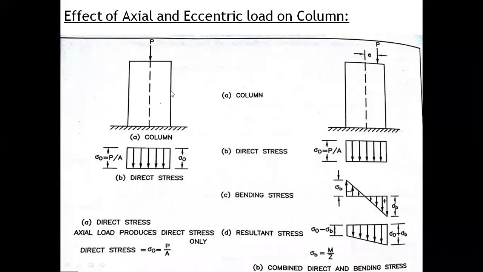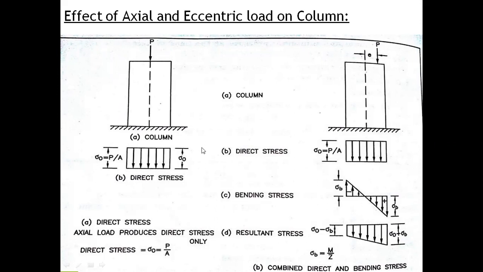Effect of axial and eccentric load on column. You can see clearly in the first picture, the load P is passing through the longitudinal axis of the column, right? Okay, so this is called a direct stress. What is the direct stress formula? Load to the cross-sectional area of the column. That's why we call it P by A.